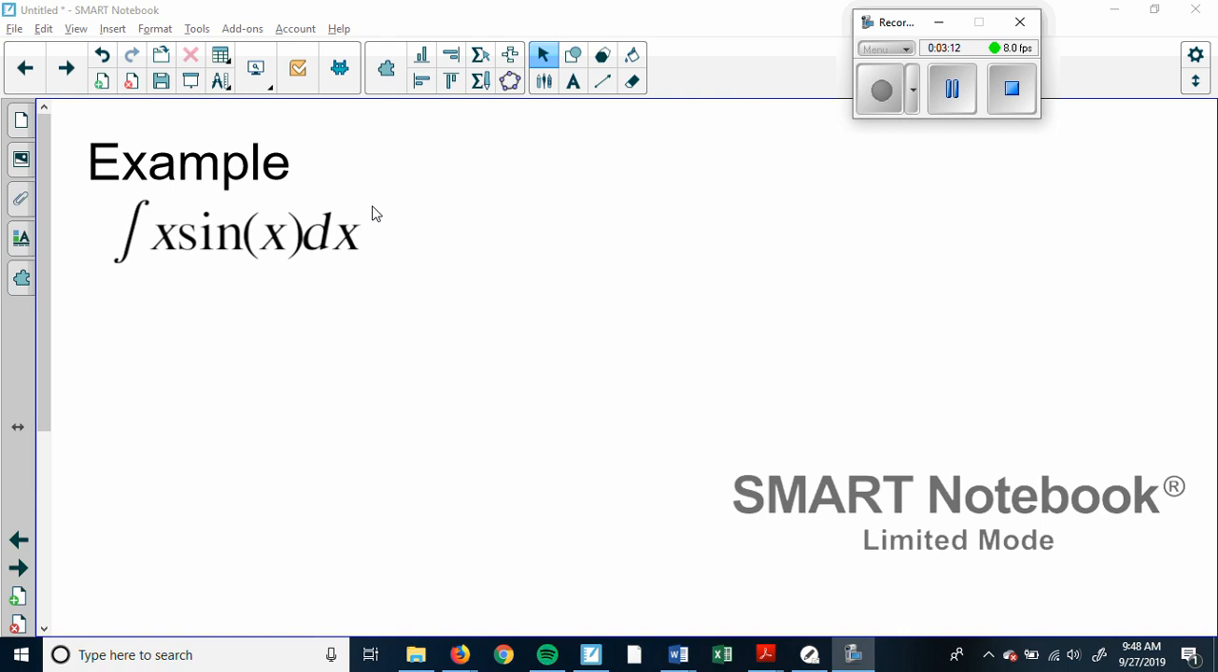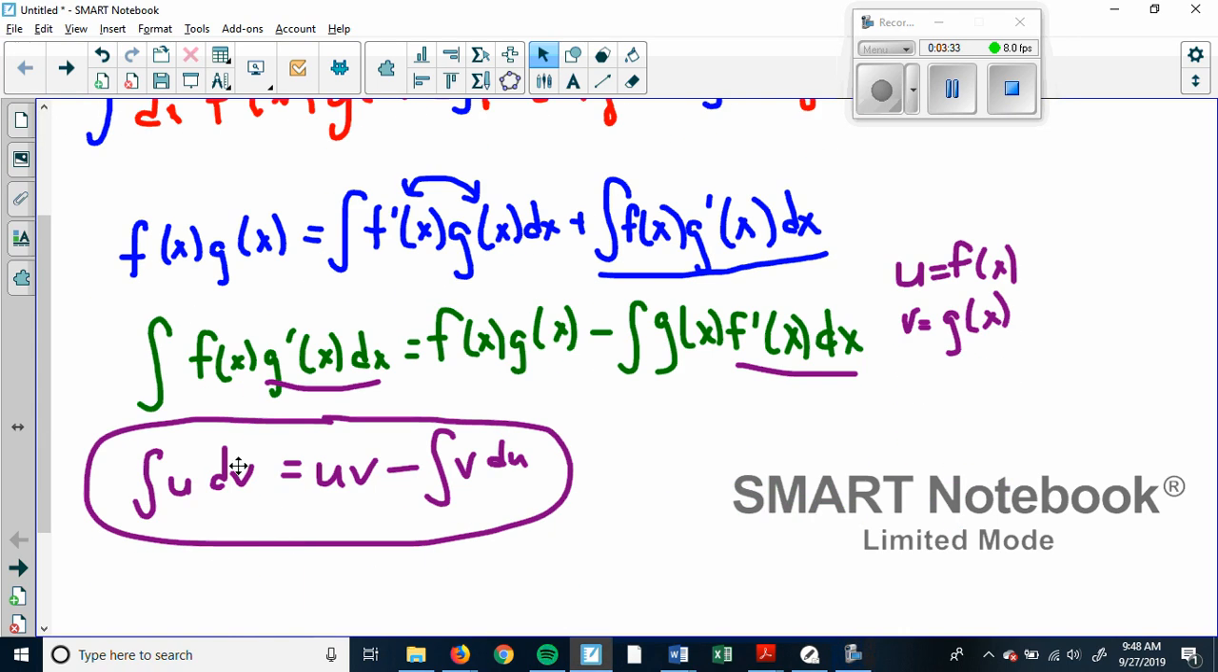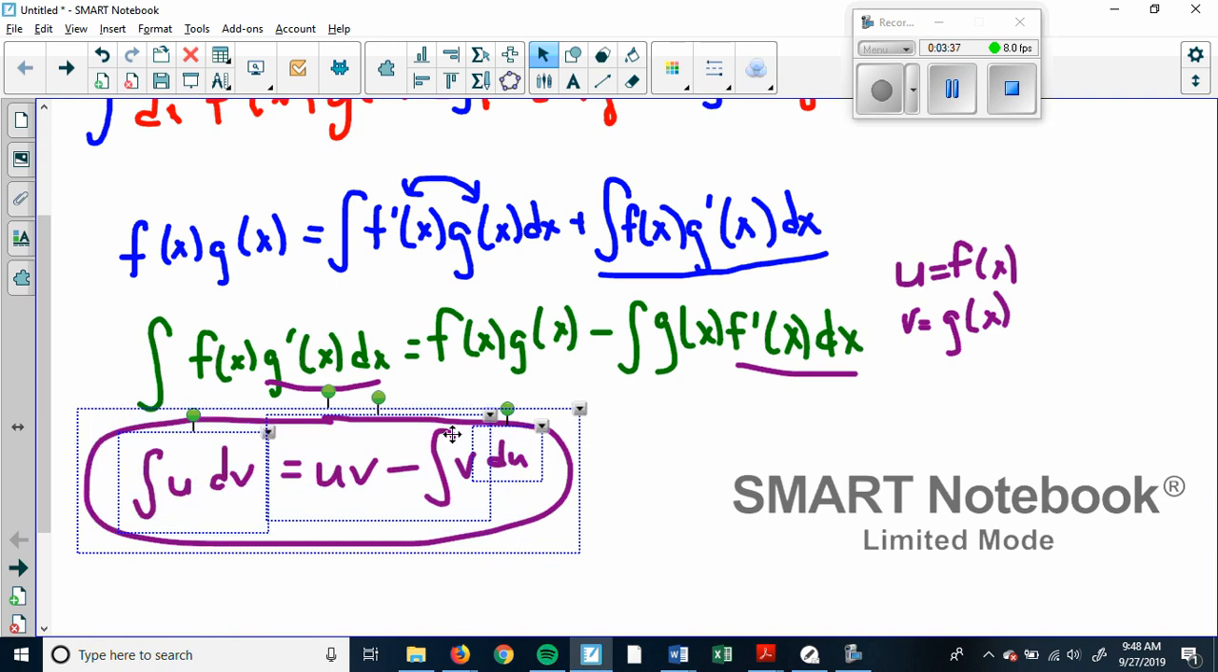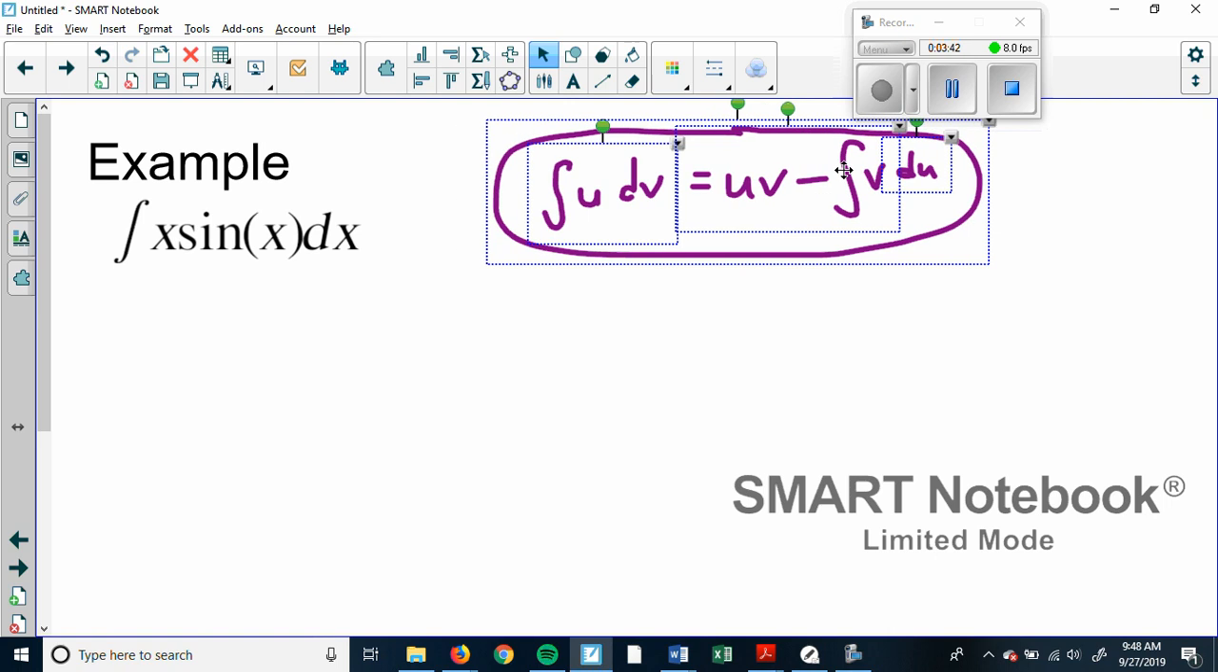Okay, let's take a look at this example here. The integral of x sine of x. Hopefully you recognize that there's no way to do a u substitution here. It's kind of pointless to let u equal x. If we let u equal sine of x, then the derivative is cosine of x, but cosine of x isn't there. So let me come back here. I'm going to pull this over here so that you can see what I'm doing.